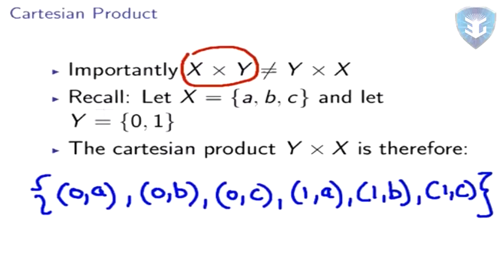Now, here it is important to recognize that the ordering is different. So we have 0 and A, 0 and B, 0 and C. That the element from set Y comes first in the ordered pair.